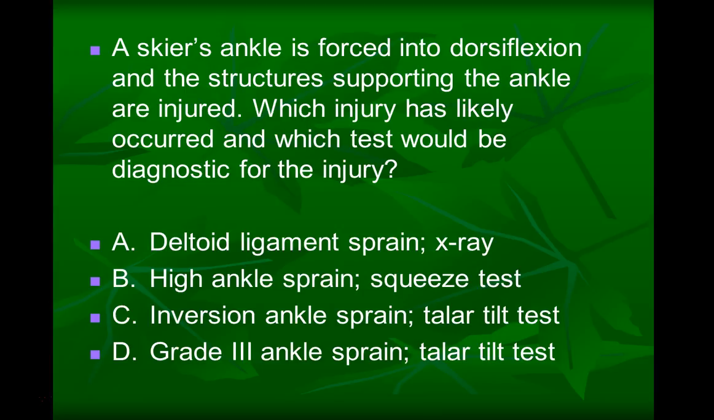And on this one I will give you the answer, and the answer is B, a high ankle sprain with a squeeze test. Even if you didn't have a clue, you can realize that with a deltoid ligament sprain, no x-ray is going to show a ligament involvement like that. And if you look into dorsiflexion, then you probably want to get rid of the inversion ankle sprain, because we know that usually occurs with plantar flexion. And with a grade 3 ankle sprain, you can probably get rid of that because it's not really saying that it's a complete injury. That might have been your other choice, D, but the correct answer in that case would be B.